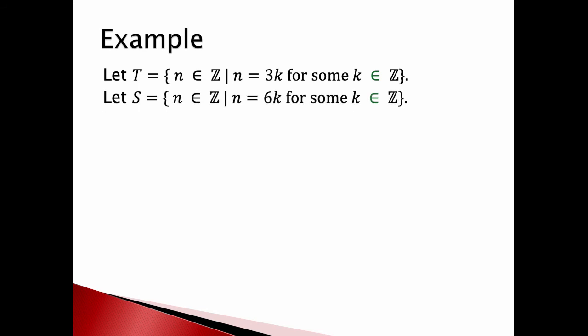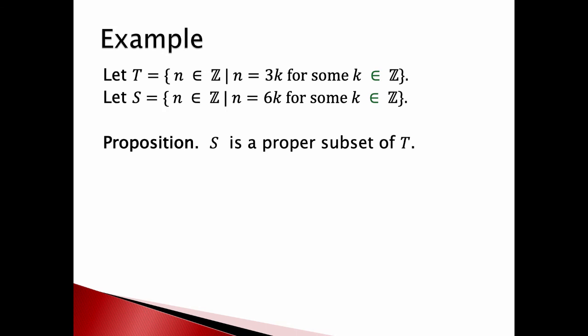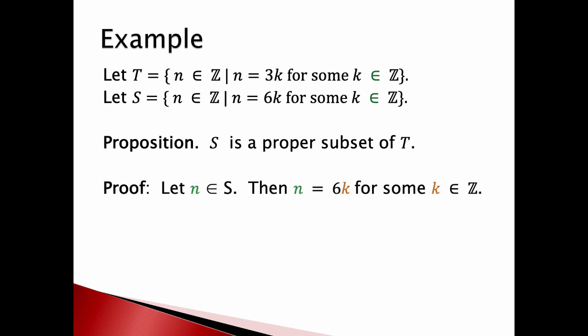Let's say S is the set of multiples of 6. So same thing, but just with a 6 instead of the 3. Then, of course, S is a proper subset of T. How do we know this? Well, straightforward direct proof again, right? Let's take an element of S, call it n, and then show that it's an element of T. Okay, well, if n is an element of S, that means it looks like 6k for some k in the integers. Now I've got to show that n is also a multiple of 3.